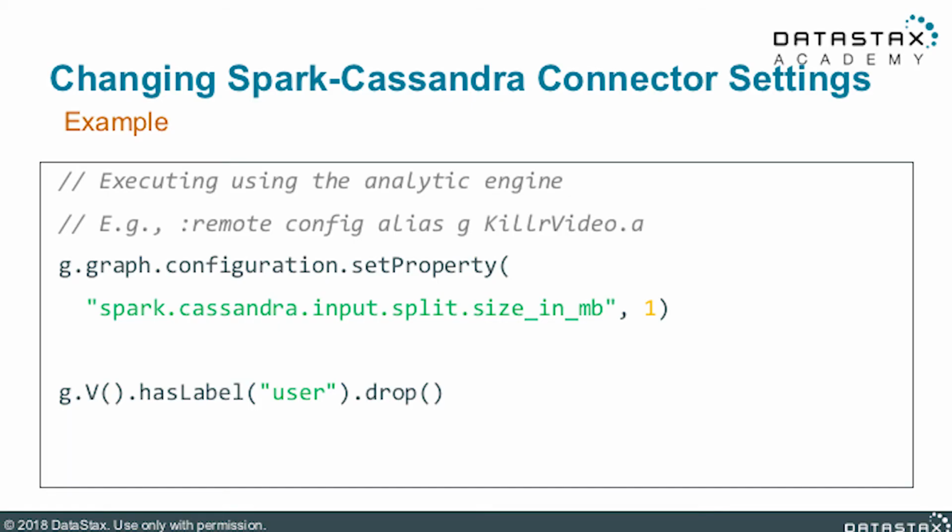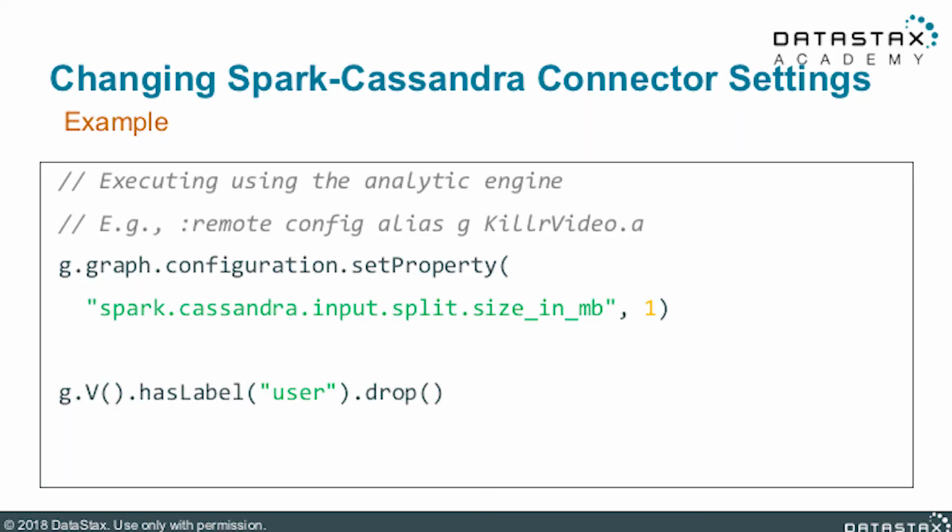And this is an example of changing the Spark-Cassandra Connector setting called spark.cassandra.input.split.size in MB. This property sets the approximate size of data the Spark-Cassandra Connector will request with each individual CQL query. In this example, we change this setting because when deleting many edges and vertices from a graph, we may end up with many tombstones.